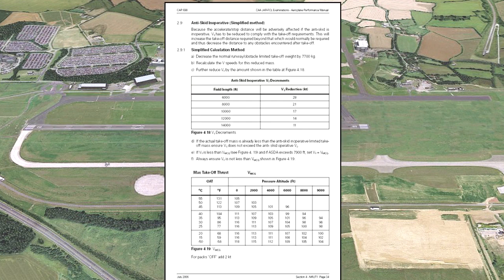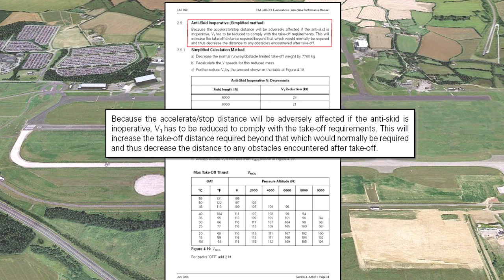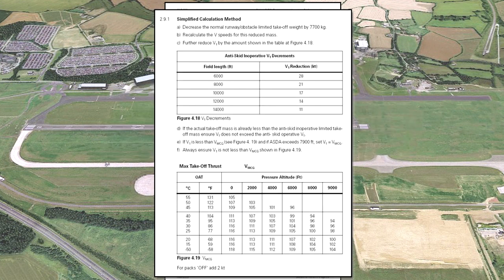The anti-skid inoperative procedure is detailed on page 34 of section 4 in CAP 698. At the top of the page is a very clear introduction to the procedure, and below this is the method for calculating the mass and V1 reduction.